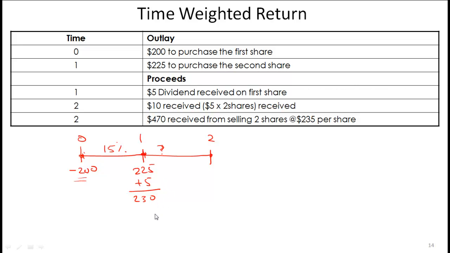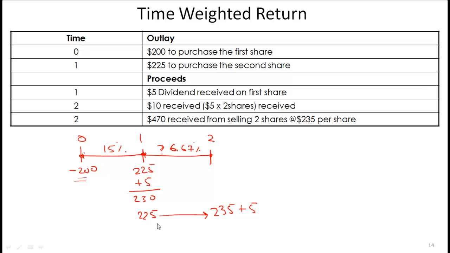In year 2, you again purchased a share for 225. So let's just do that here. You purchased a share for 225, and how much did that share become at the end of the year? At the end of the year, that share was worth 235, plus you got your $5 dividend. So what's the return over here? You went from 225 to 240. So this gives you a return equal to 6.67%.